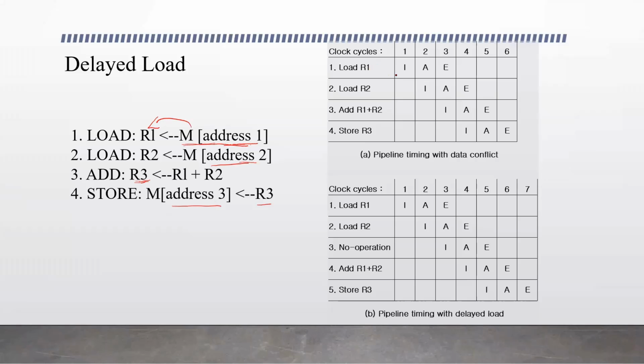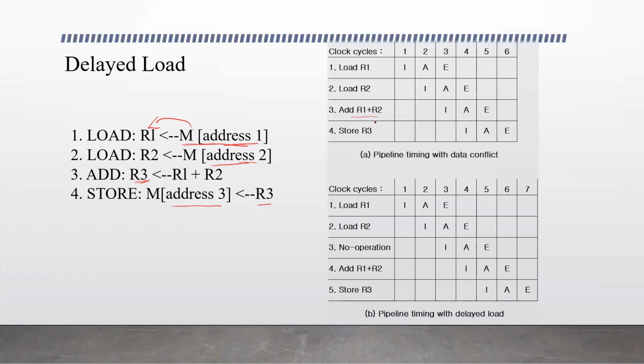Here, this space-time diagram shows the timing relationship between these sub-operations that are performed in different segments. In the rows, we have the instructions. We have 4 instructions, so there are 4 rows. Load R1 is the first instruction, Load R2 is the second, Add R1, R2 is the third, and Store R3 is the fourth.